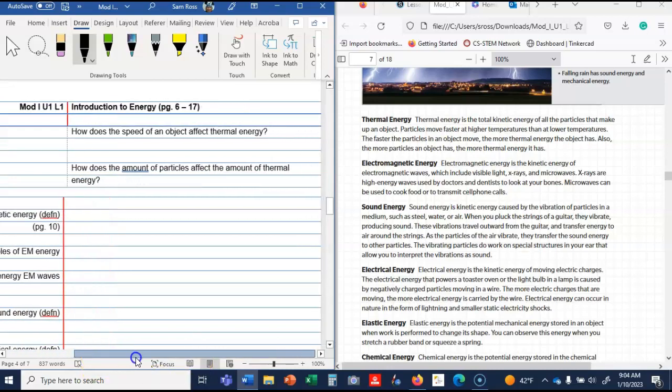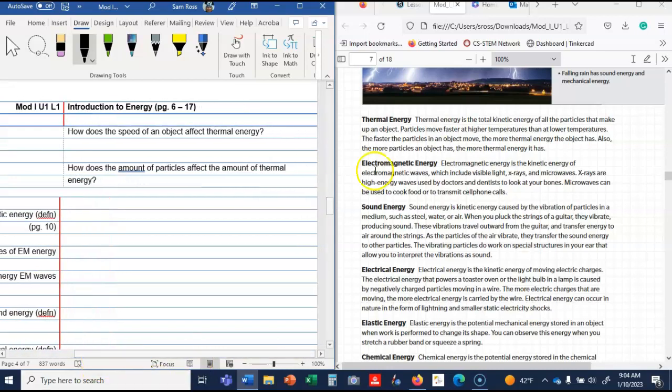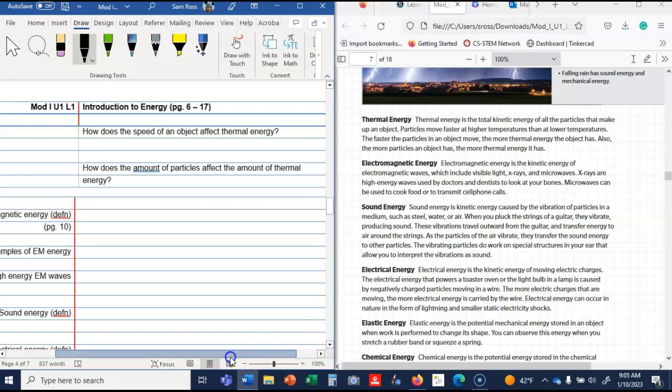And then we have, how does the speed of an object affect thermal energy? So let's see. The faster the particles move, the more thermal energy the object has. That's the third sentence in this paragraph. How does the amount of particles affect the amount of thermal energy? So that's the last sentence. The more particles an object has, the more thermal energy it has. So we used every sentence in that paragraph.